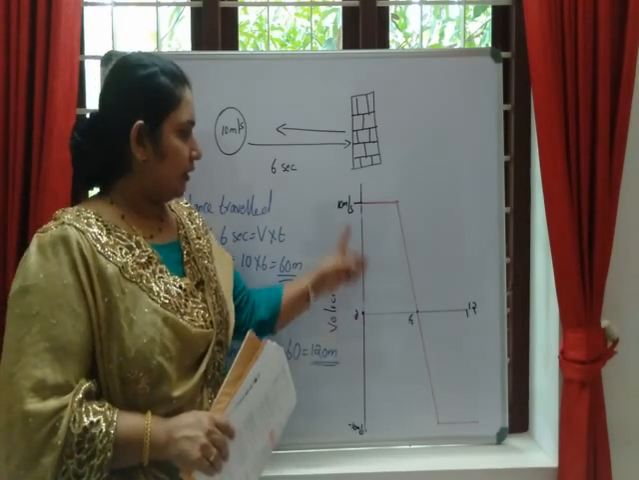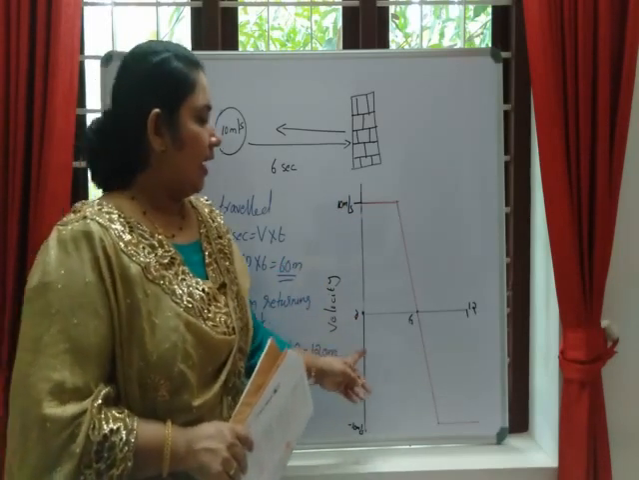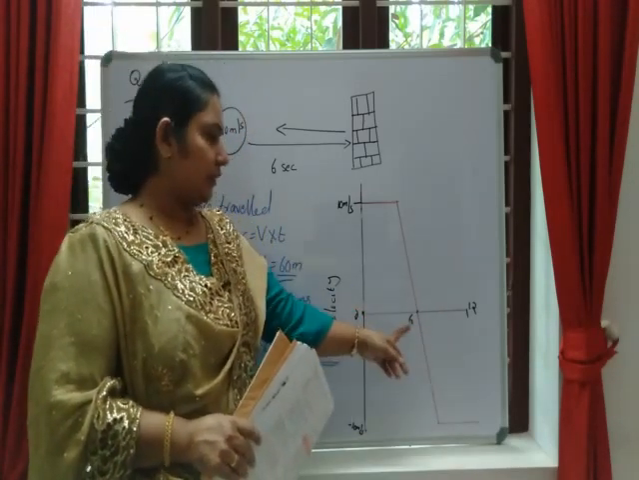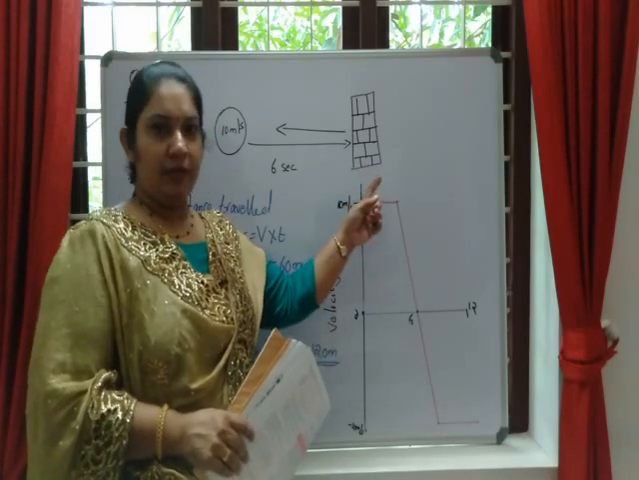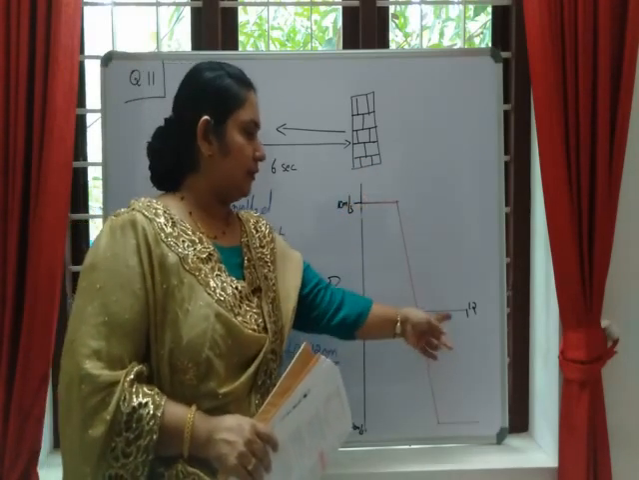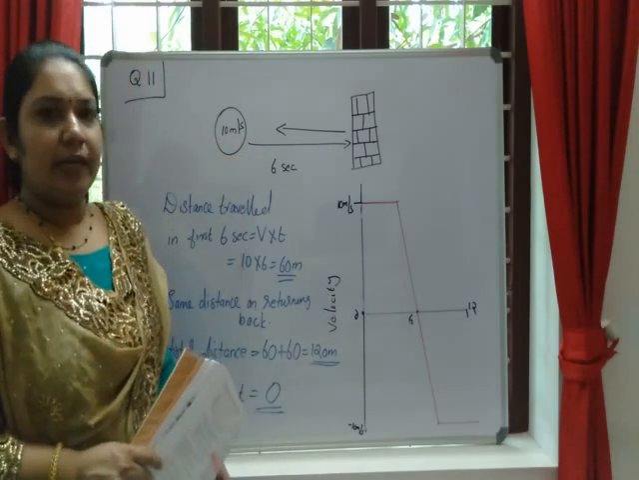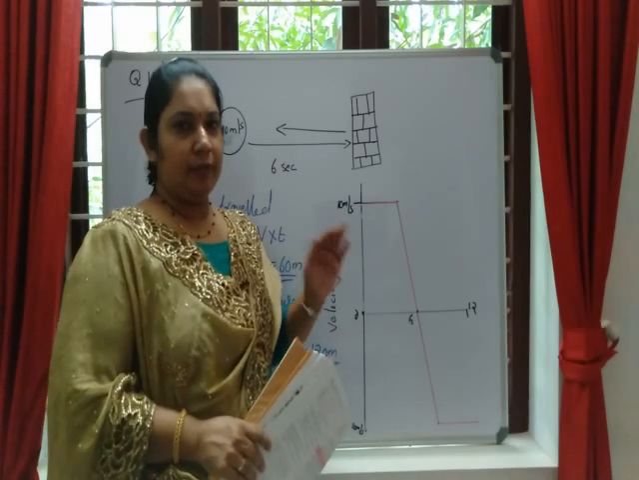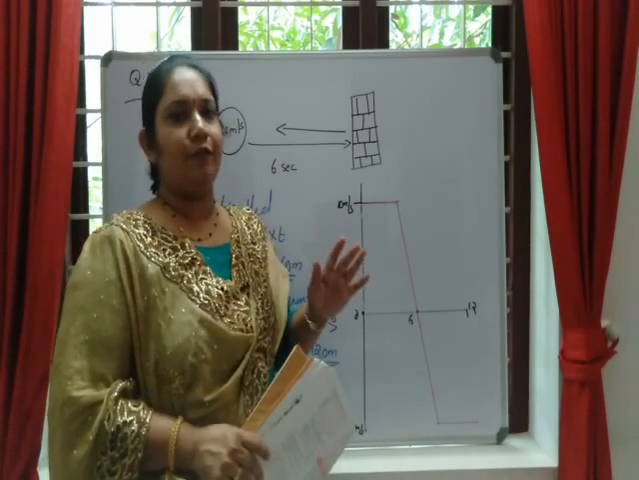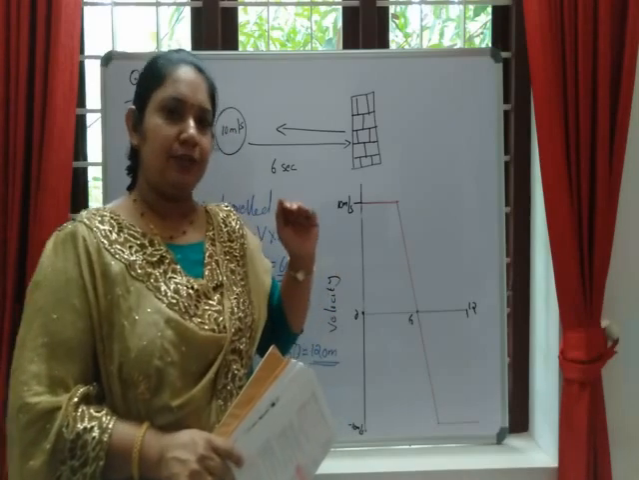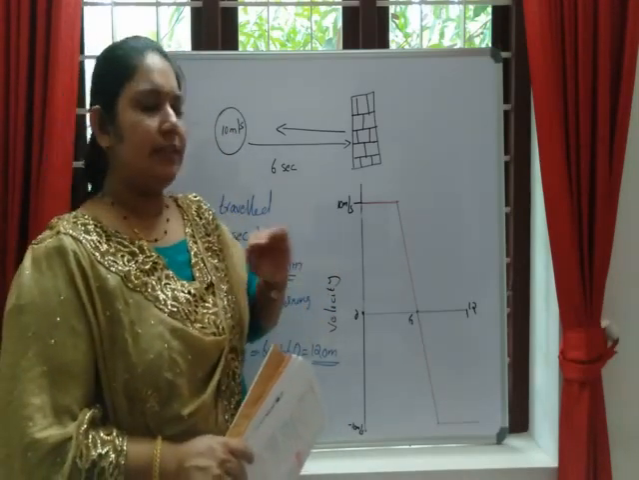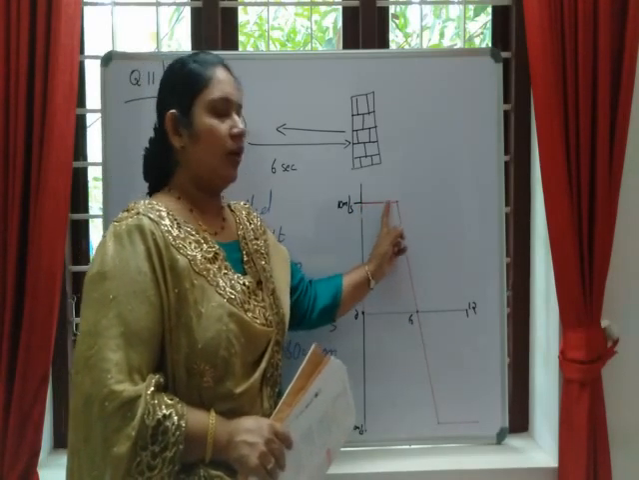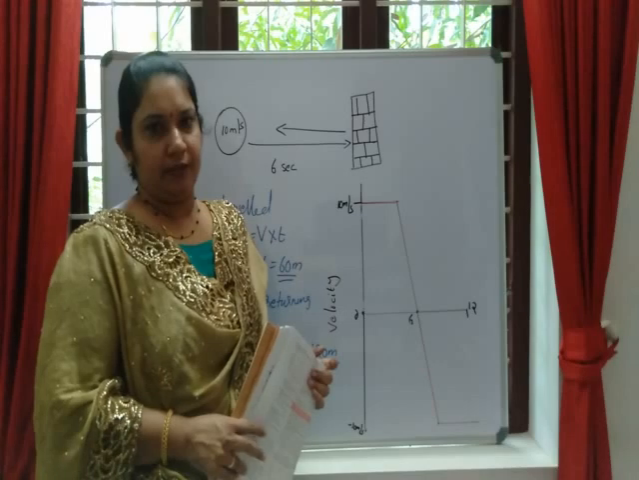Here you can see velocity on the y-axis and time on the x-axis. I mark 6 and 12 on the time axis, because in the first 6 seconds it reaches the wall and in the next 6 seconds, so 6 plus 6, 12 seconds, it returns to the same position. For the first 6 seconds, again I am saying, neglect the friction. If there is friction, the velocity will gradually reduce. But here they are neglecting the friction. For the first 6 seconds, the ball is rolling with the same velocity, 10 meter per second.